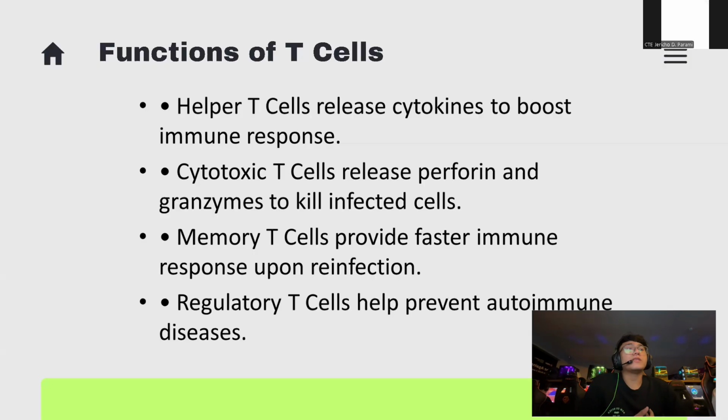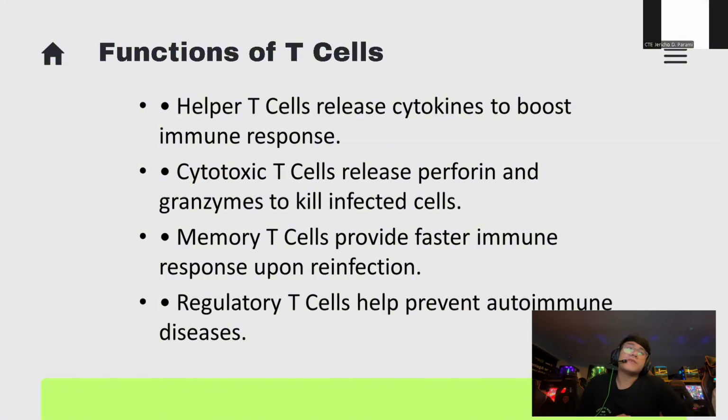They will ensure a faster and more robust response upon re-exposure to the same antigen. So pag na-expose tayo sa same antigen na nagkasakit tayo, memory T cells are the ones, parang para maiwasan natin yung another antigen.